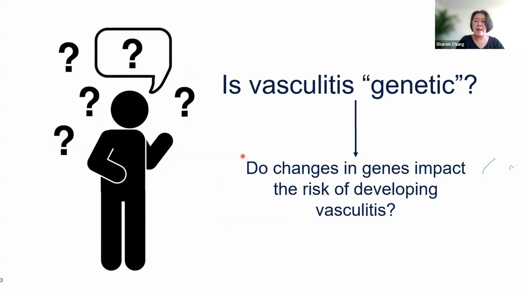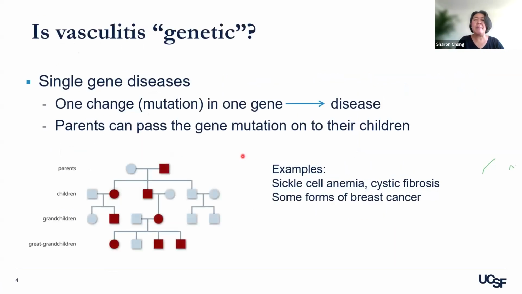Now, most of the time, when people think about whether or not a disease is genetic, they're thinking about single gene diseases. These are diseases where if you have one change or one mutation in one gene, that's enough to cause disease. And individuals who have this genetic mutation and this disease can pass this gene mutation onto their children, and then their children have an increased risk of disease.